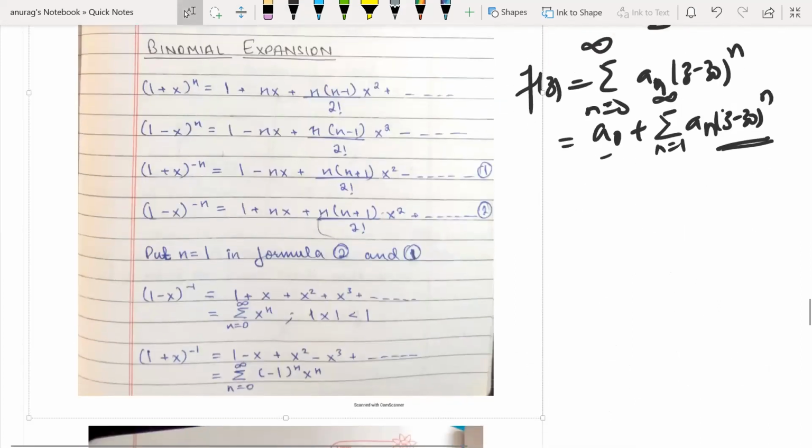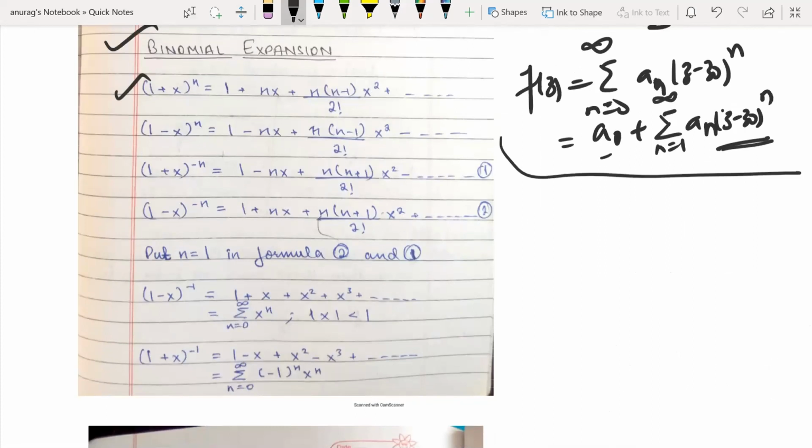Some methods are there. You can directly solve by binomial expansion. So we know that the binomial expansion of (1 plus x) to the power n is 1 plus nx plus n(n minus 1) upon factorial 2 x square and so on. (1 minus x) to the power n is 1 minus nx plus n(n minus 1) by factorial 2 x square. I discussed this in the differential unit. If n is negative, then obviously the signs change.